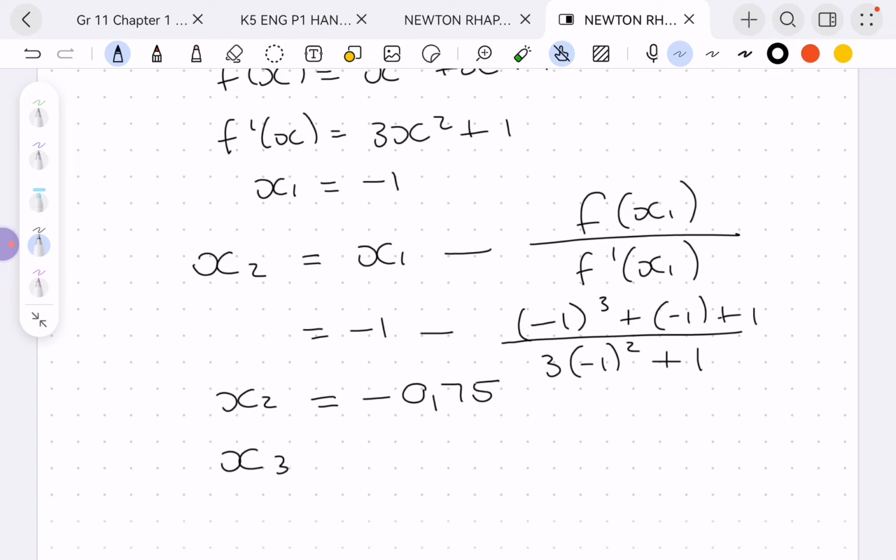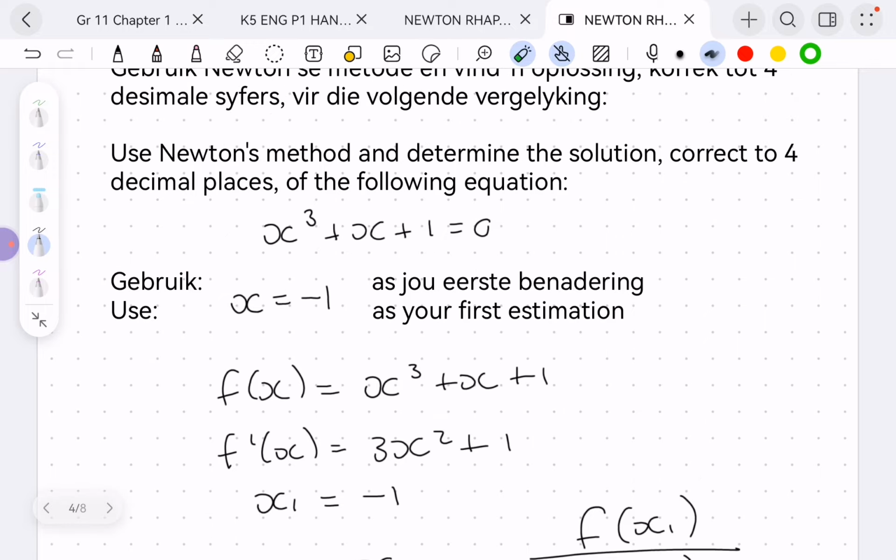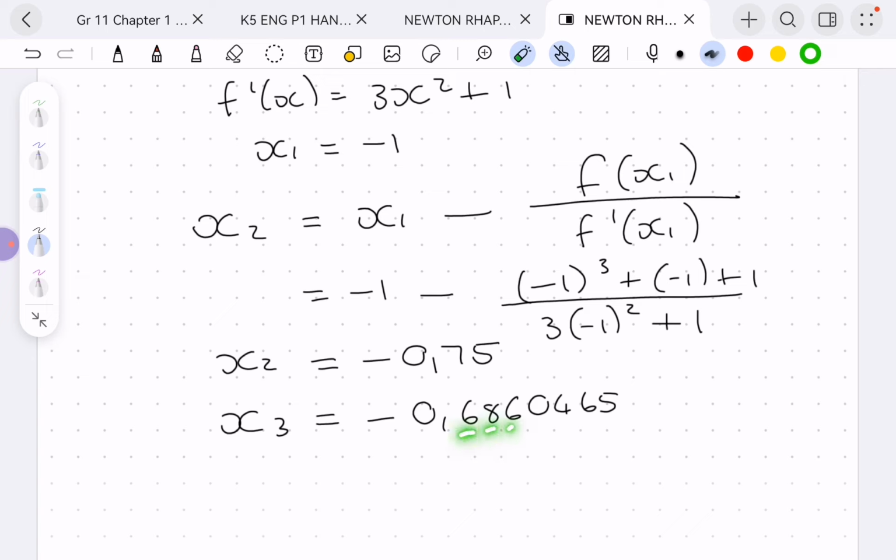If I just press the equal sign again, I'm going to get a number that's even closer, -0,686 0465, and we know we have to go on up to, let's also say, 4 decimal places, so I know I have to write at least 5. 1, 2, 3, 4, 5. So I have to write at least 5, at least until the fifth one starts to repeat. Good. So I'm going to do that again.